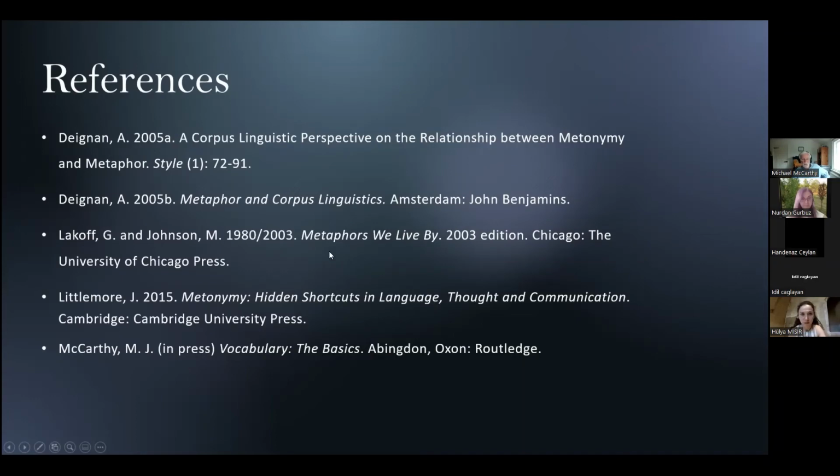Then the Lakoff and Johnson and Janet Littlemore's book, and the book that I struggled so much to write, which should be out within the next 3 months, and it's called Vocabulary, the Basics. And that was what the publisher asked me to do, was to explain the basics. And that's extremely difficult. Thank you very much.